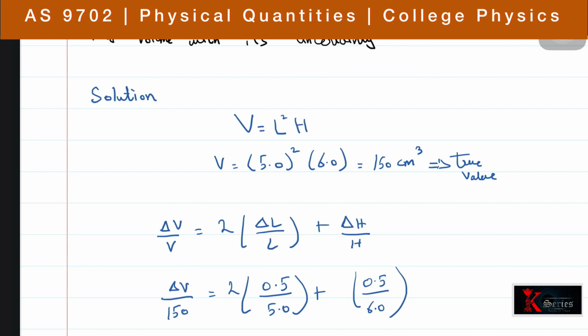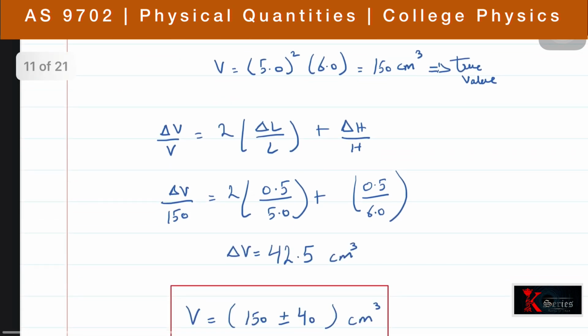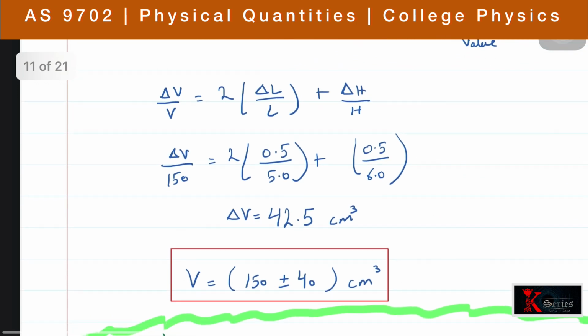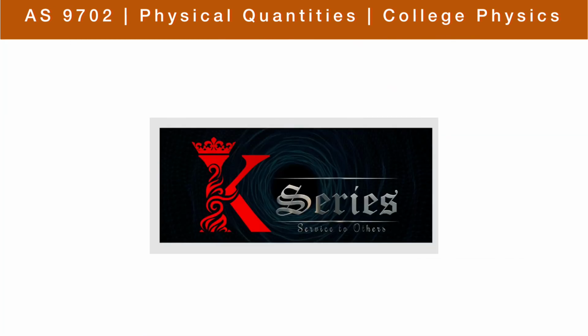So this is it. This was a question about the multiplication of fractional uncertainties. So with this, we come to the end of the second part, which is errors and uncertainties.